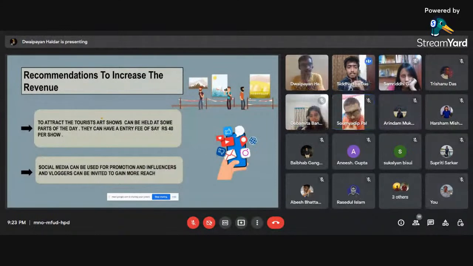So we have seen the optimization in the membership fees, but we still feel there are other recommendations we can apply to increase the revenue. Like for attracting tourists, art shows can be held in different parts of the day. They can also have an entry fee of say rupees 40 per show. Also, social media comes very handy these days, and it can be used for promotion, and bloggers can be invited for more reach.